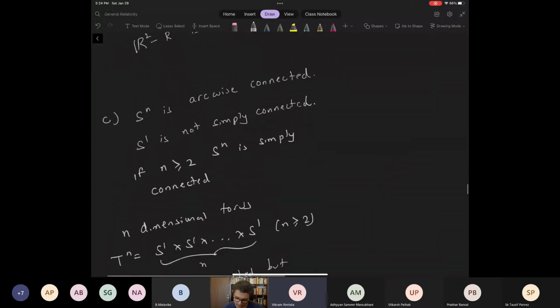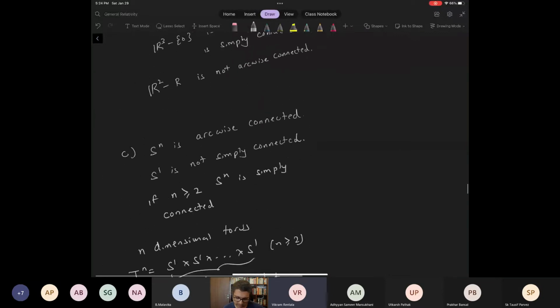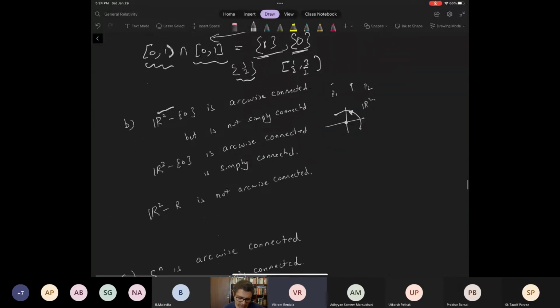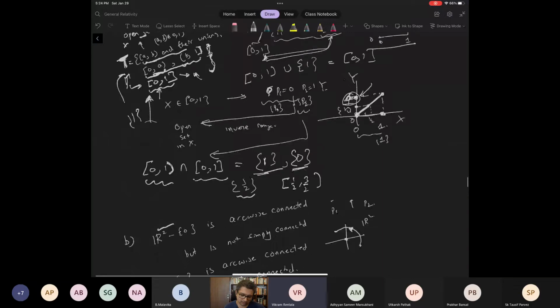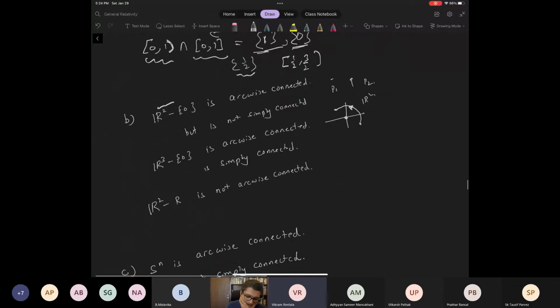Sorry, let me just do some more examples and then we'll wind up. So now R square minus 0 is arcwise connected. That is, if you remove the origin from R square, it's still arcwise connected. I can always connect 2 points like this, but it's not simply connected.